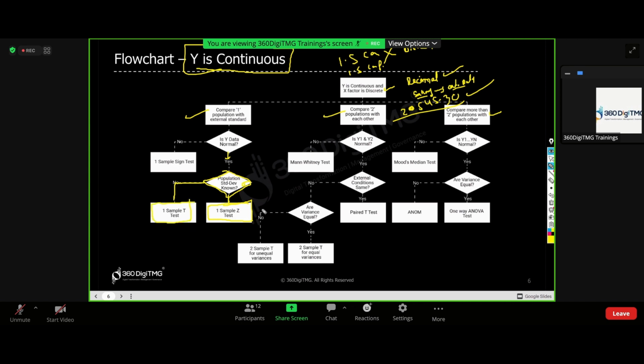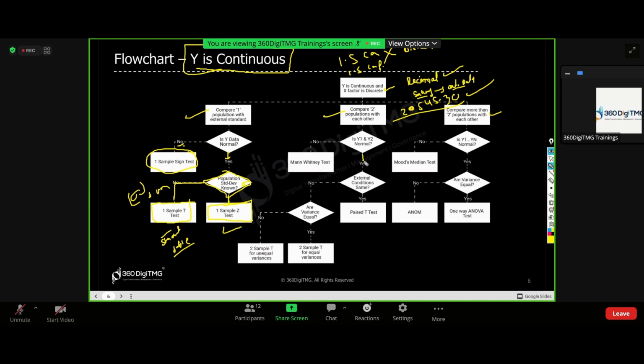That is what we have already discussed. If sigma is known, we refer to the z table. If sigma is unknown, then we prefer the t table. That is the student table we prefer. Similarly, if y is not normal, then there is something called a sign test. There are a bunch of tests. We will not deep dive into this, but this is something we do. Then you check whether y1 and y2 are normal or not.